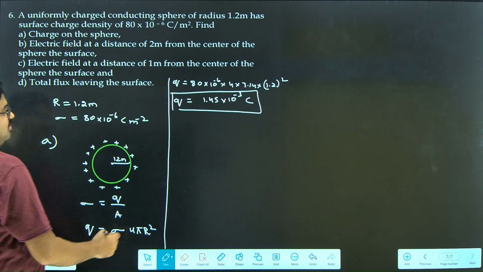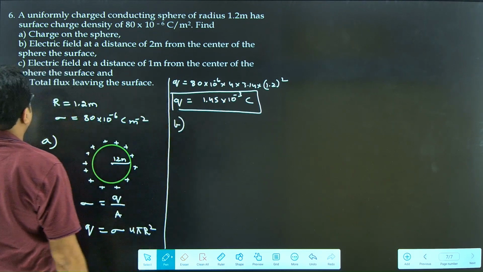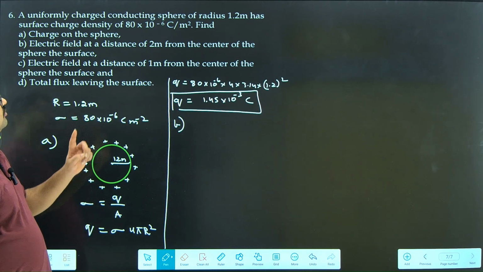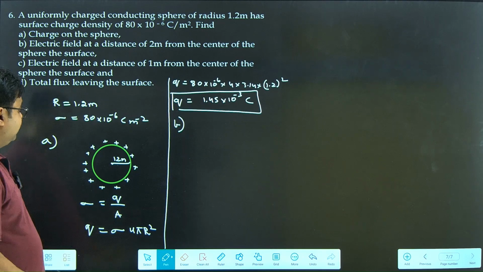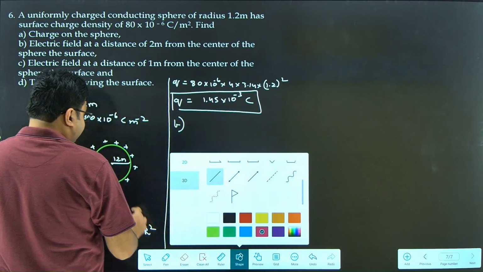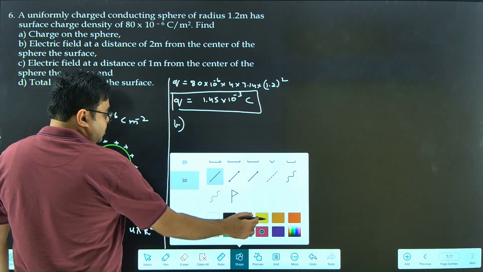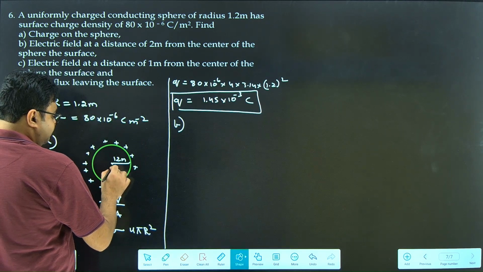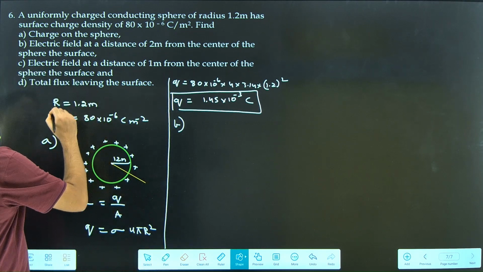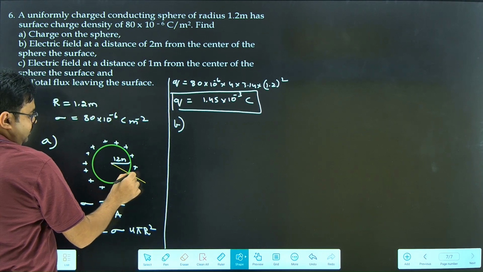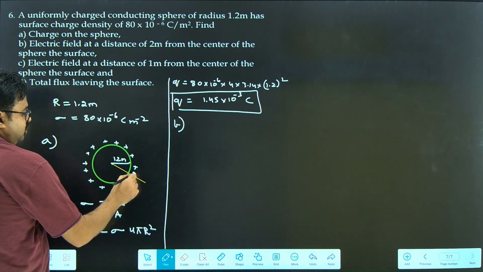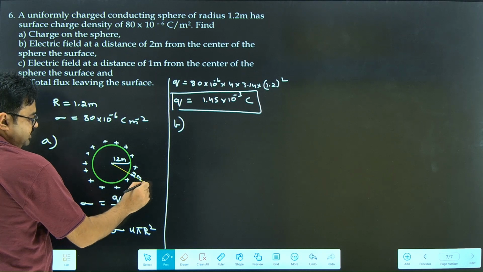Let us look at the b part of the question. The b part says the electric field at a distance of 2 meter from the center of the sphere. So you need to calculate the distance from the center of the sphere, right? So let's say at this distance, the distance happens to be 2 meter, right? That's 2 meter, by the way. That's how far is the point.